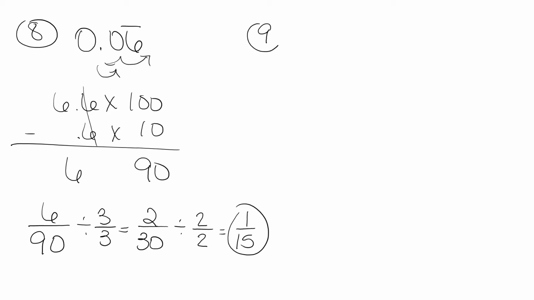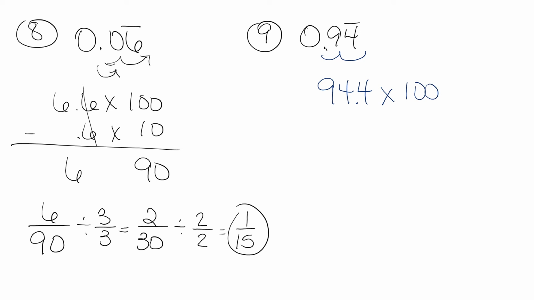Number 9 was 0.94 with only the 4 repeating. So again, you've got to move that decimal 2 places to the end of the number. Remember that 4 is a repeating number. So that would be 94.4. We move the decimal twice, so that is times 100. Go back and move the decimal directly in front of the repeating number. So that would be moving it 1 place, so that makes it 9.4 times 10.